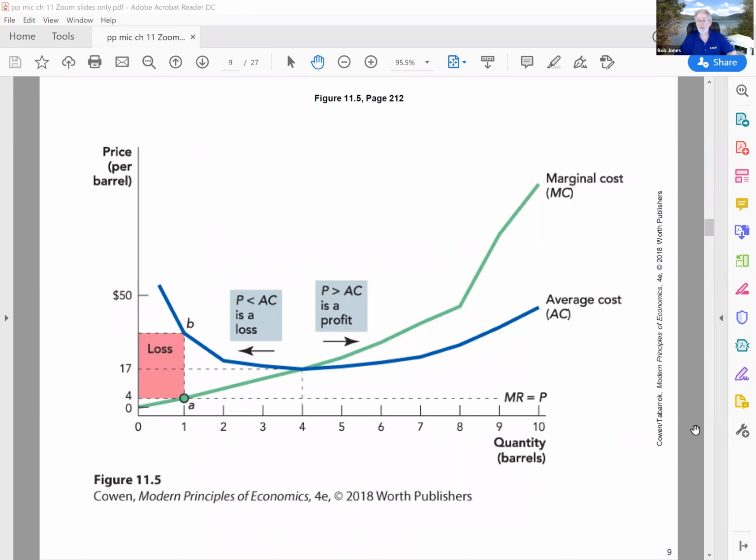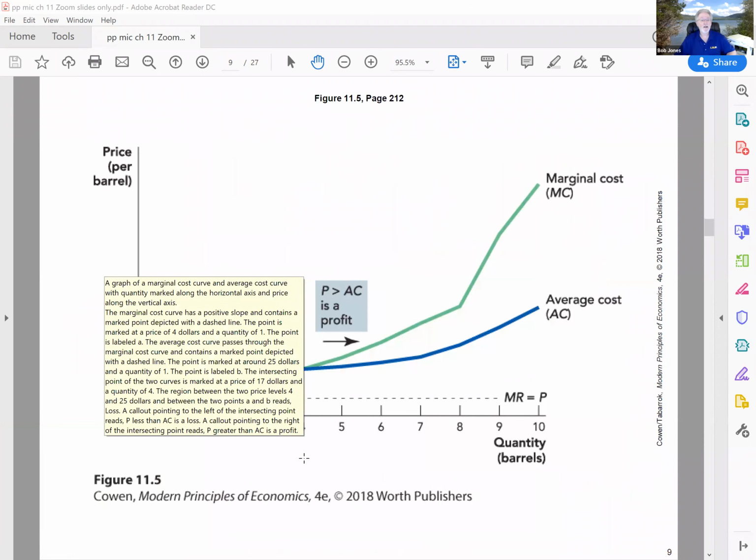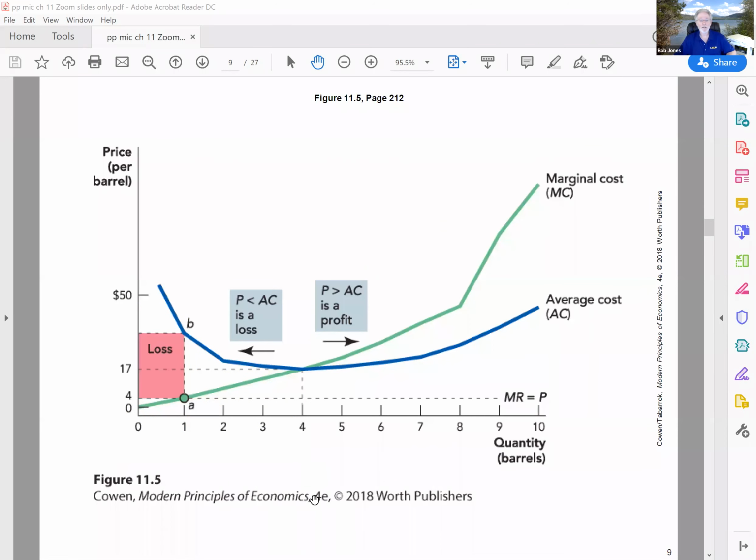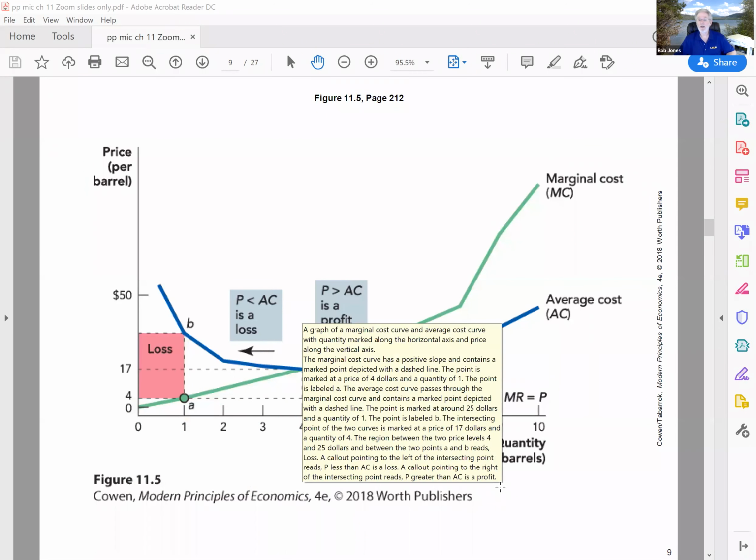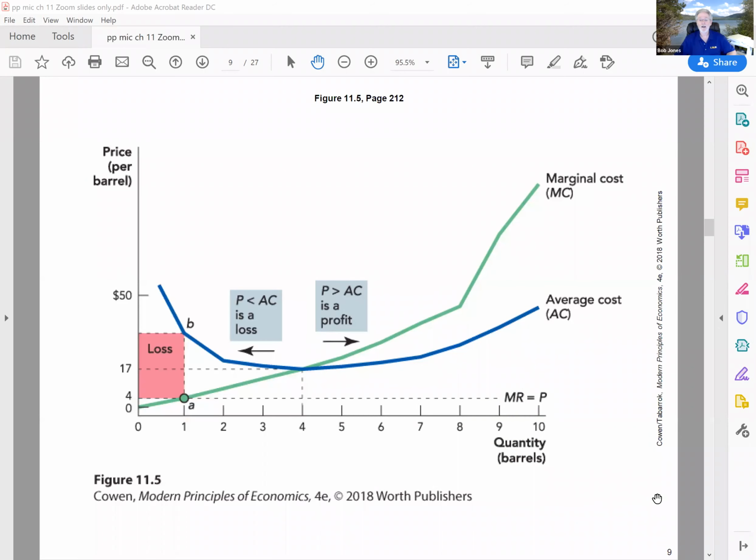And this is presenting the same information a little bit differently. You got the average cost, marginal cost. If the price is 17, the firm's going to produce 4 units. The firm's not going to make any profit because average cost and price would be the same. If the price is below average cost, then the firm is going to be losing money.